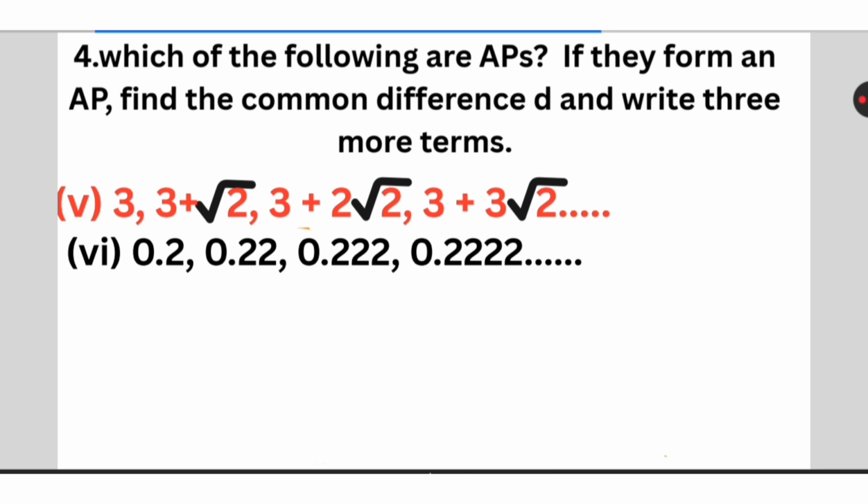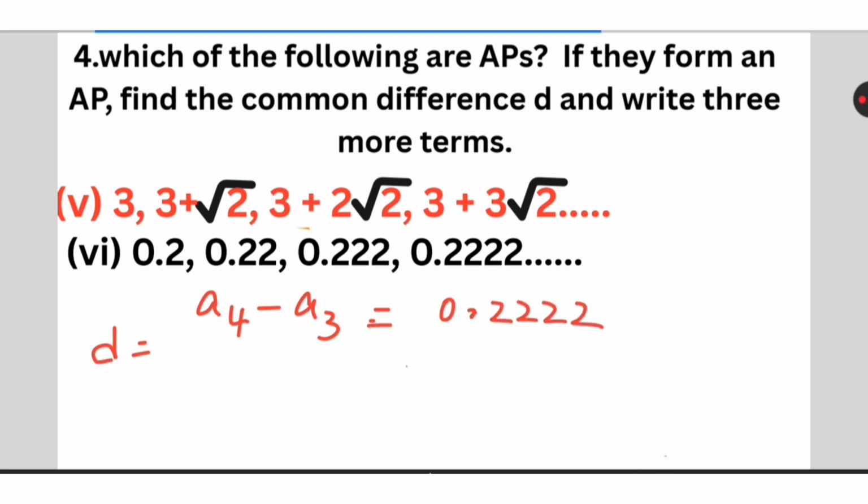So let's check for the 6th sequence. 0.2, 0.22, 0.222, 0.2222. So let's check first, does this sequence form an arithmetic progression or not? So let's do a4 minus a3. So what is the a4? What is the 4th term?